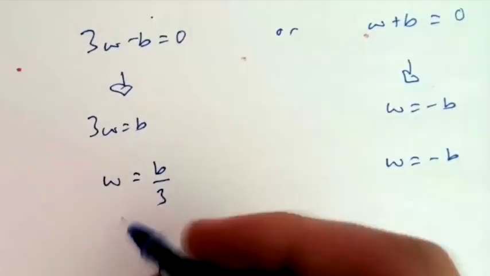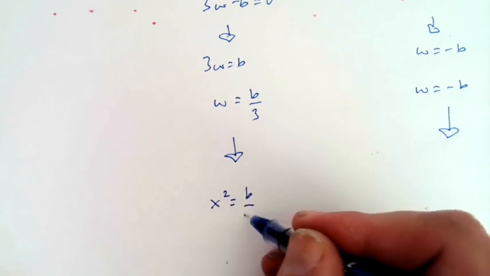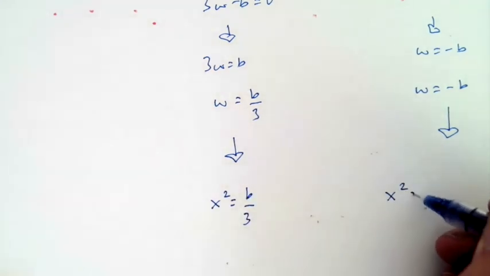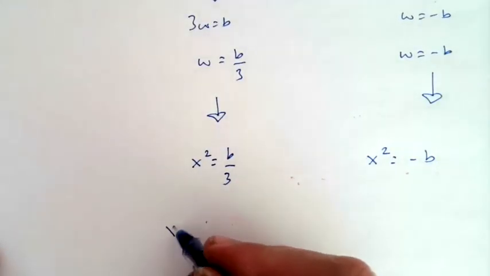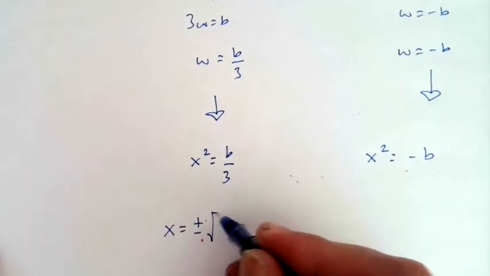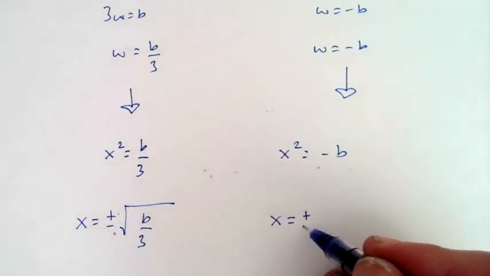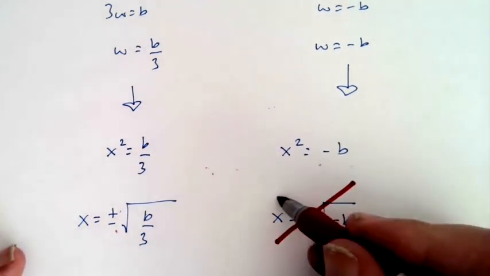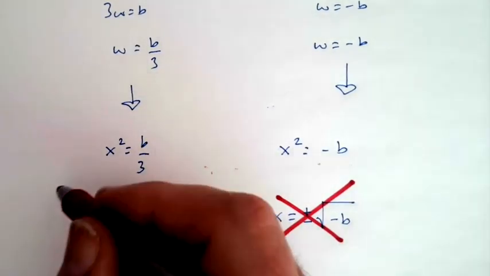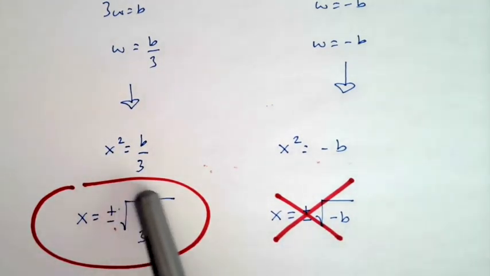Look at that and say, actually, this becomes in terms of x, either x squared is equal to b over 3, or x squared is equal to negative b. In which case, what I'm seeing here is x equals plus or minus the square root of b over 3, or x equals plus or minus the square root of negative b. In this class, we won't worry about this. So our only two solutions would be x equals plus or minus the square root of b over 3.